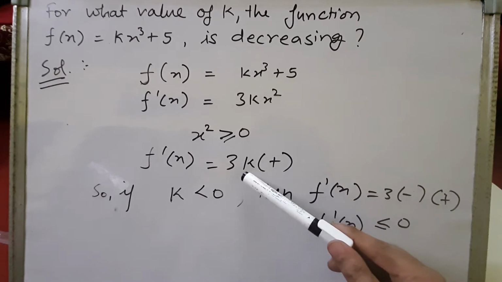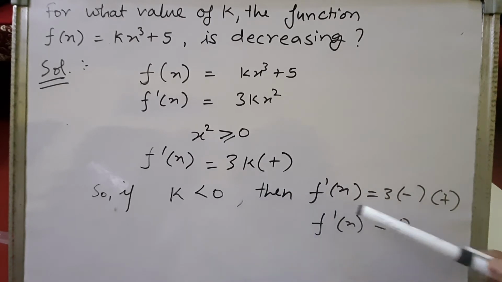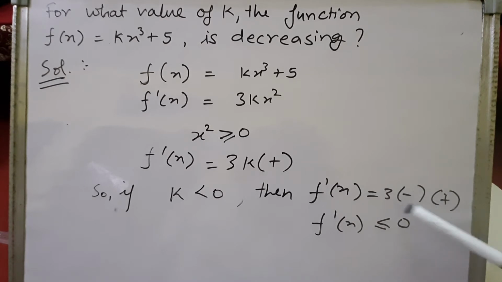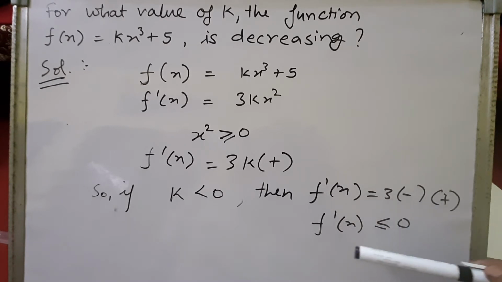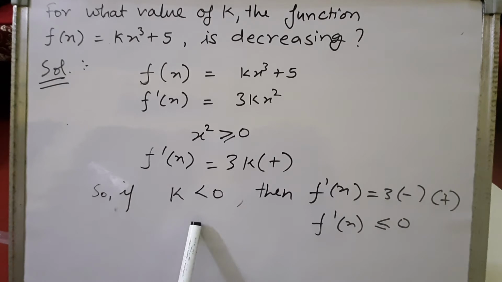Now what we'll do, if the value of k is less than 0 or negative, then we know that f dash x will be 3 into negative into positive. It will be a negative value. So we can say that the value of f dash x will be less than or equal to 0. We can conclude from here that f x will be decreasing if the value of k is less than 0. Right, children? That means for this value, f x will become a decreasing function. Note down the solution, please.